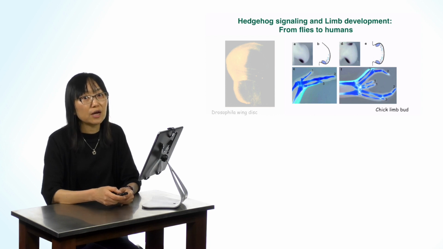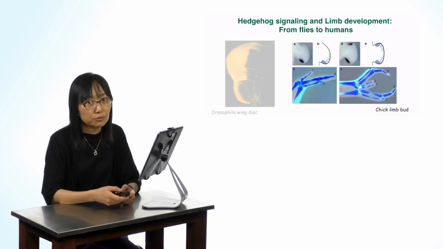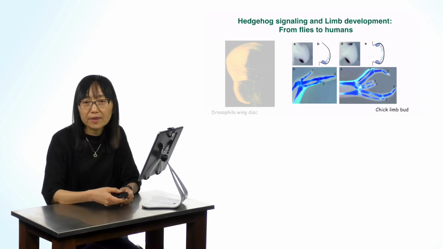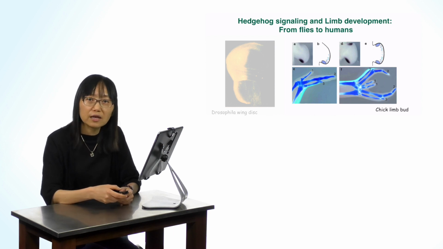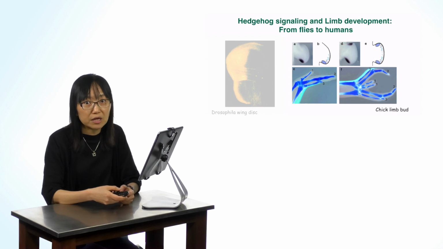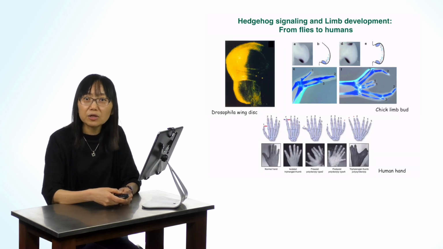Tissue exposed to the highest concentration of hedgehog signaling becomes digit 3, and those exposed to the lowest concentration of hedgehog become digit 1. If you ectopically express hedgehog in the anterior end of the limb bud, you will create a mirror image of digits. Similar regulation is also seen in humans. Abnormalities in hedgehog signaling in humans alter normal limb development.